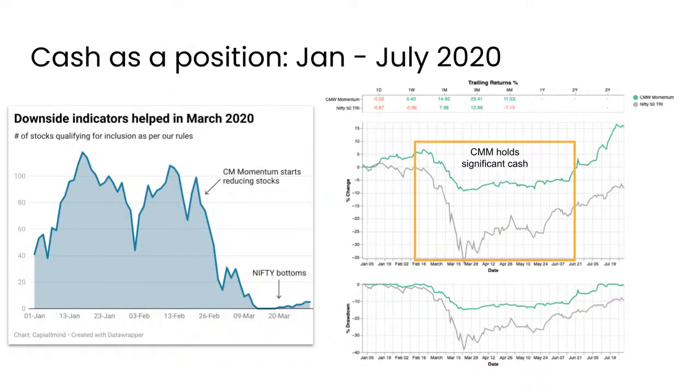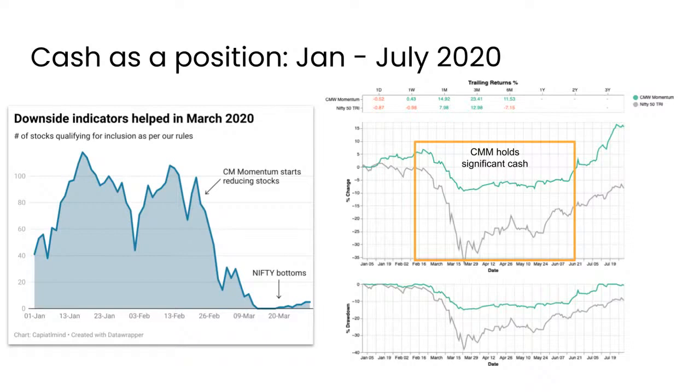Cash as a position. So this one is to highlight how we move in and out of cash. The chart on the left shows what happened in March of 2020, where momentum started to go out of the market sometime in mid Feb. The number of stocks that checked all the boxes to be part of the portfolio dropped dramatically sometime in the middle of Feb, 13, 14 Feb, which is when we started reducing equities and moving to cash and even gold at that point.